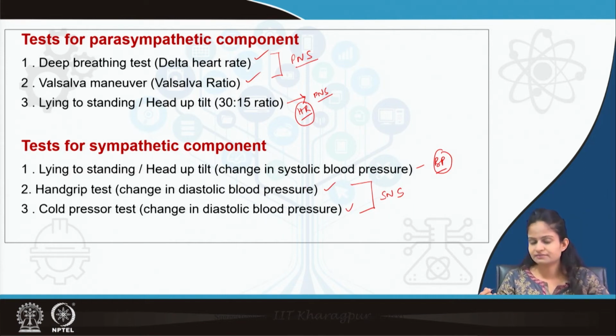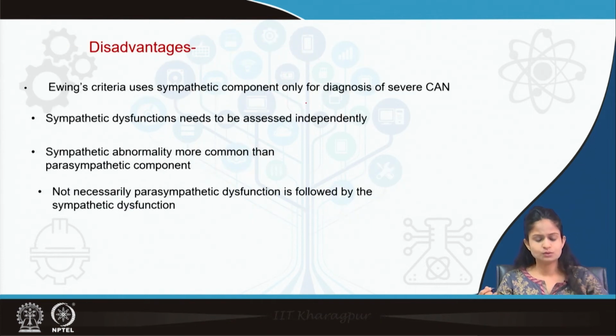Deep breathing and Valsalva are for sure parasympathetic. Cold pressor test and hand grip are for sympathetic. Standing to lying, lying to standing or head up tilt goes for both parasympathetic as well as sympathetic. Only the heart rate 30:15 ratio is checked in case of the parasympathetic component, and the blood pressure fall is checked in case of the sympathetic component.